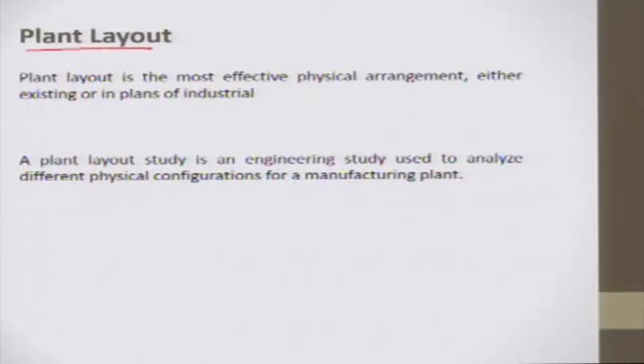So how do we define a plant layout? Plant layout is the most effective physical arrangement, either existing or in plans, of industrial facilities. So it has to be most effective. How it can be most effective, we will see. Now it is an arrangement of machines and equipment, and it considers all the M's of management.